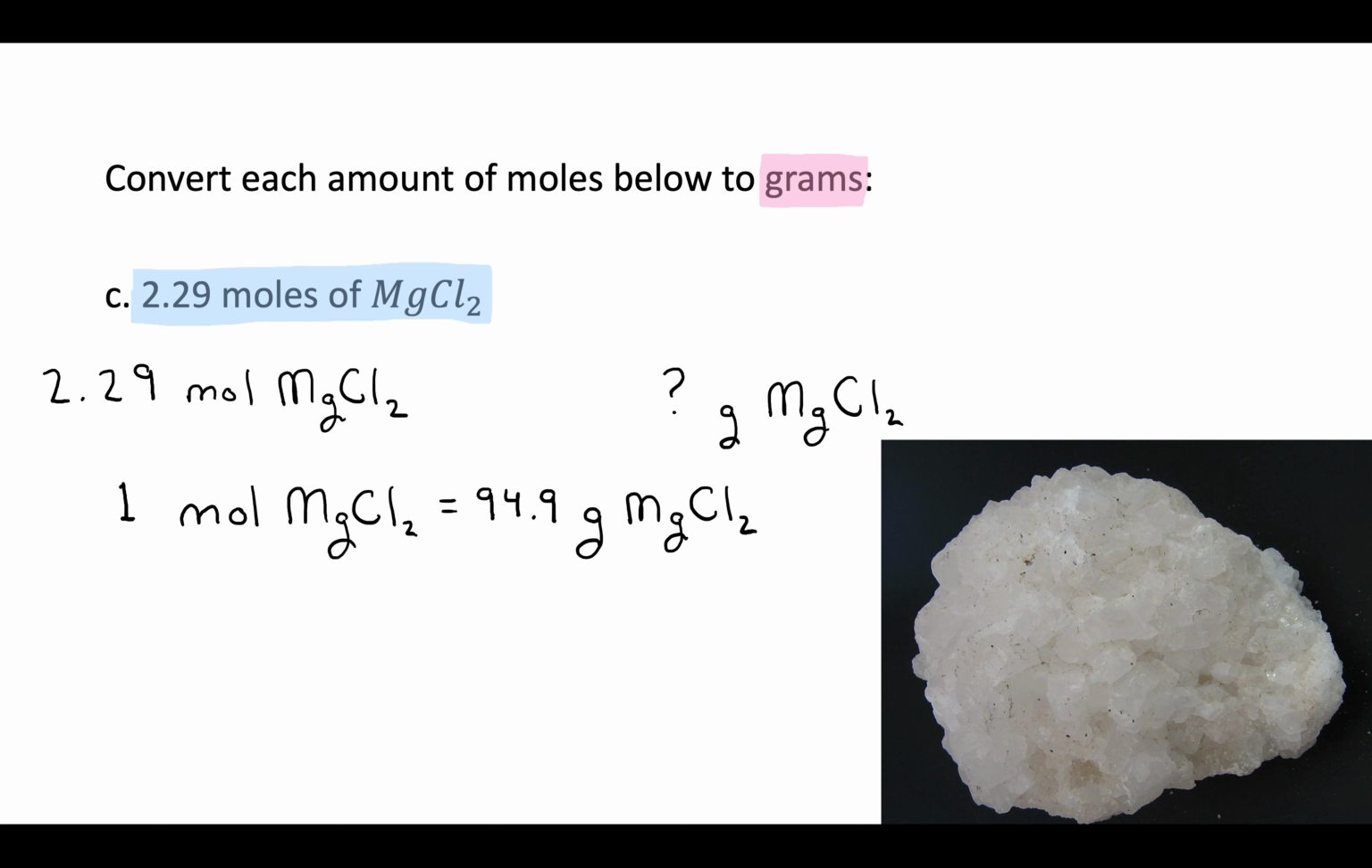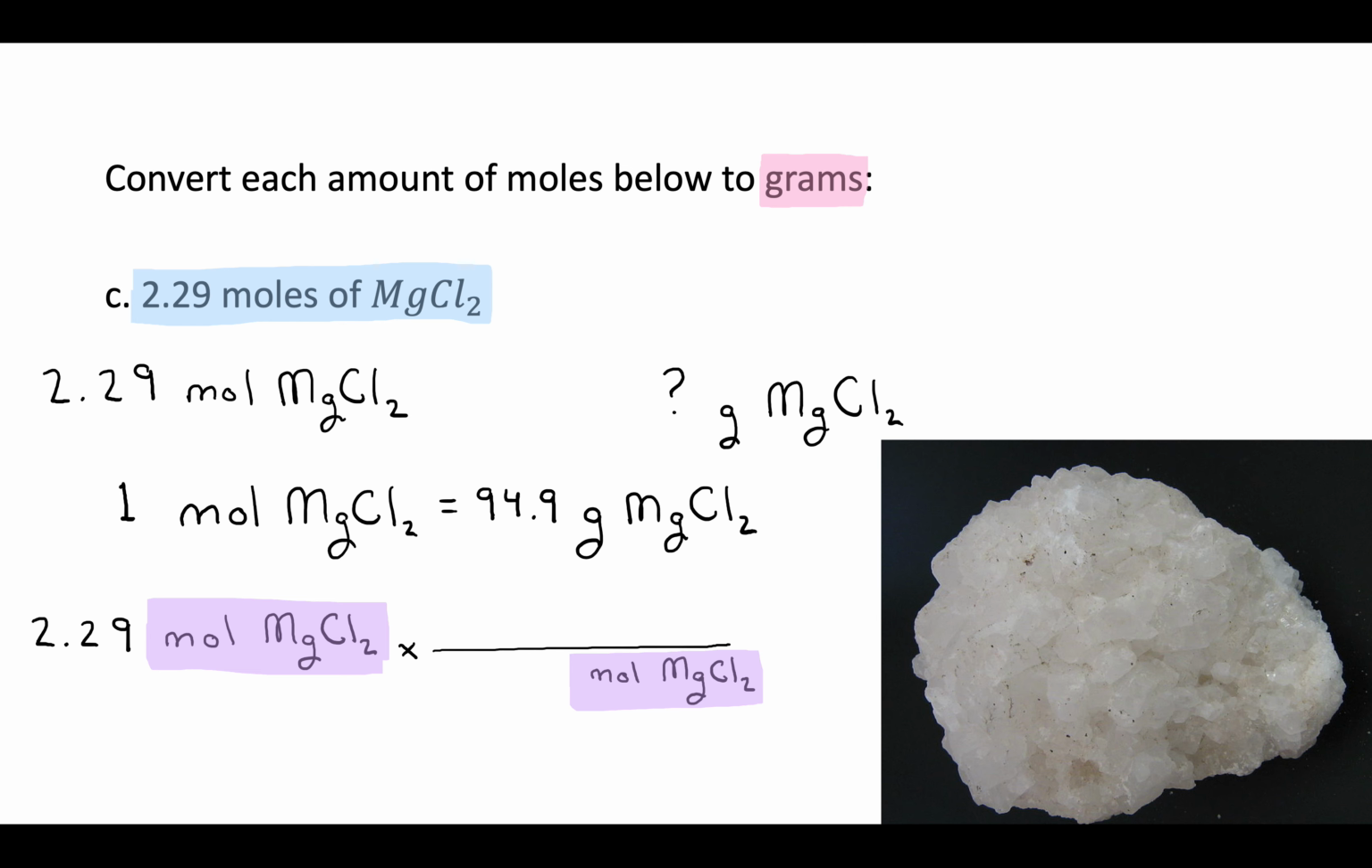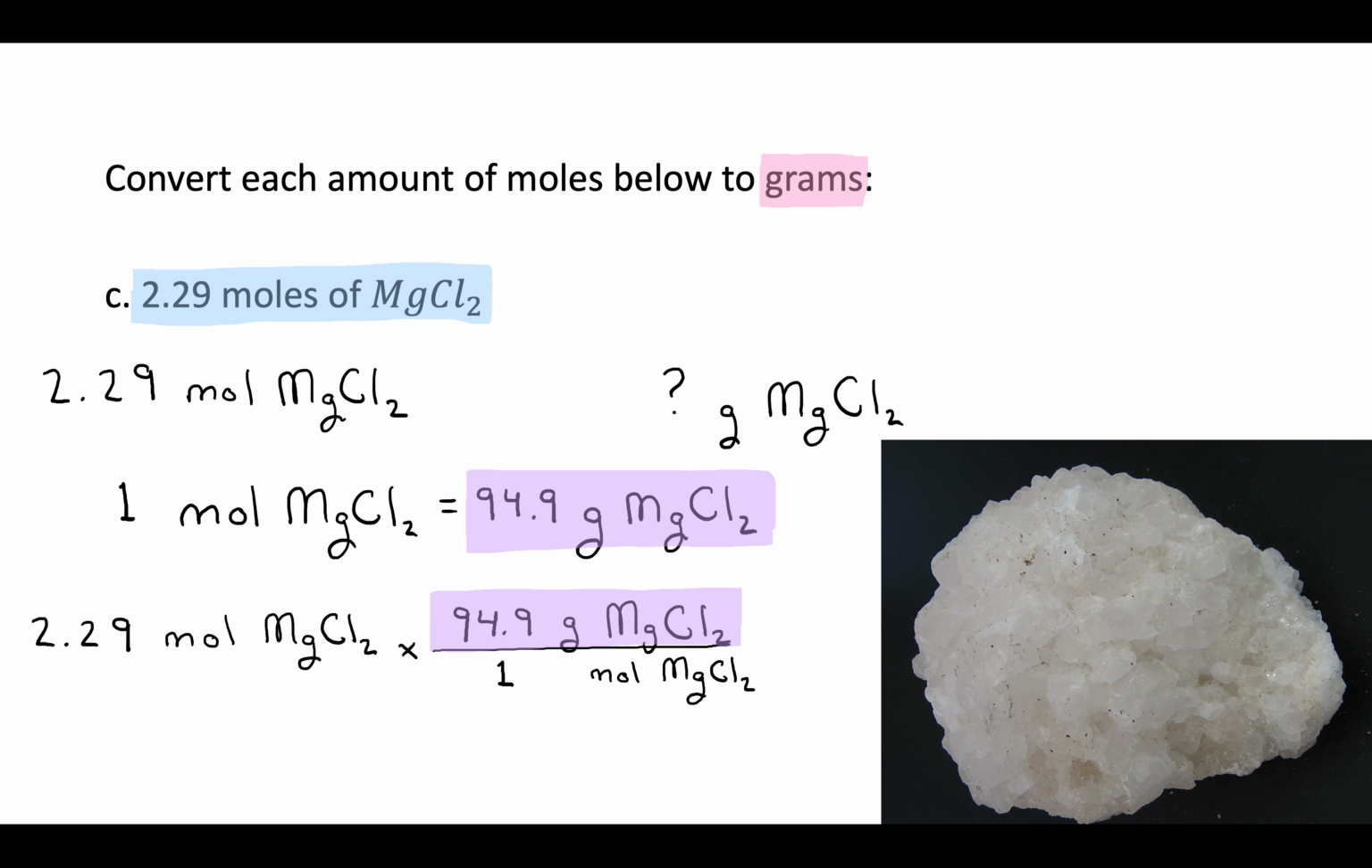Now that we have our conversion factor, we can take the number they give us, that's 2.29 moles of magnesium chloride. Every time you do a conversion, write a multiplication sign, a fraction bar, and the units you start with, here moles of magnesium chloride, go on the bottom of the fraction because you want it to cancel out. And we're going to fill that fraction in with our conversion factor. So next to moles of magnesium chloride goes the number 1, going over the fraction bar like going across the equal sign, and on top you'll have 94.9 grams of magnesium chloride. Moles of magnesium chloride cancel out, and we're left with grams of magnesium chloride.